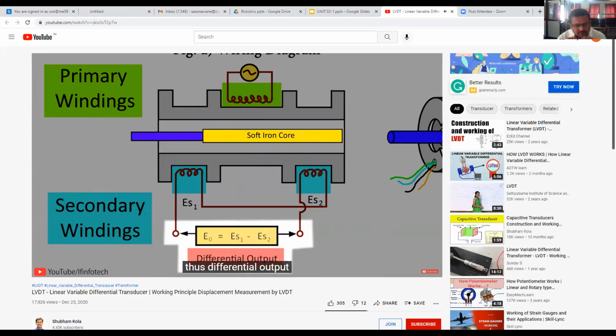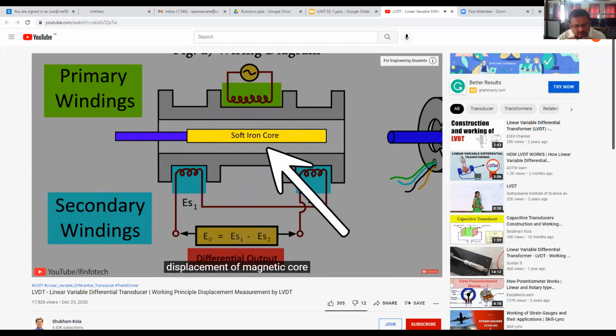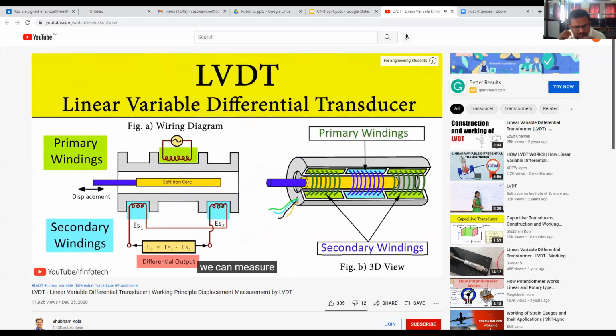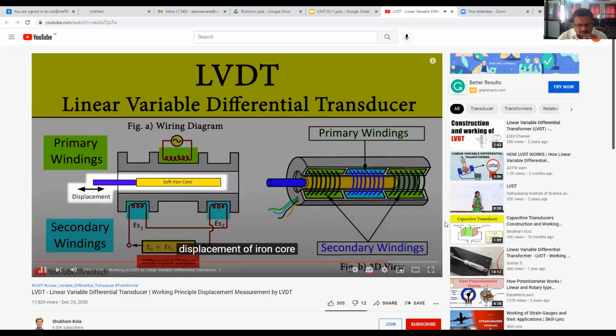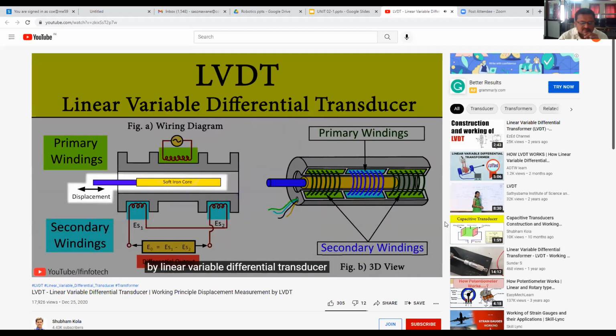Thus, the differential output measured between the two secondary terminals of LVDT is directly proportional to the displacement of the magnetic core. In this way, we can measure the displacement of the iron core by the linear variable differential transducer.